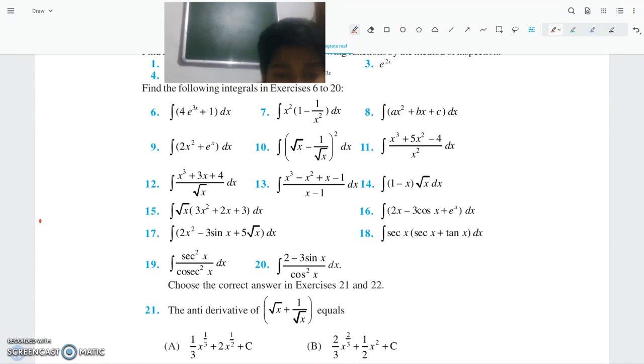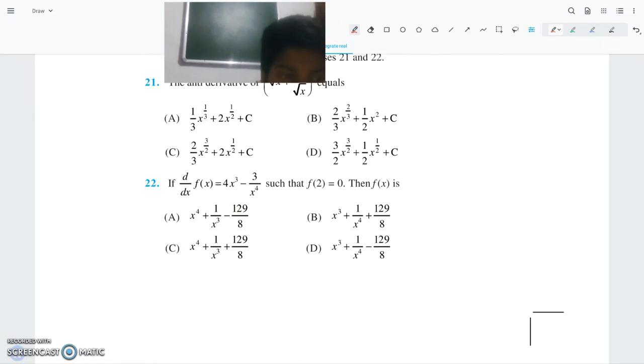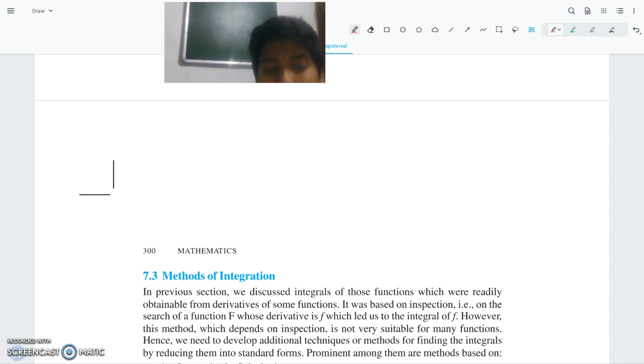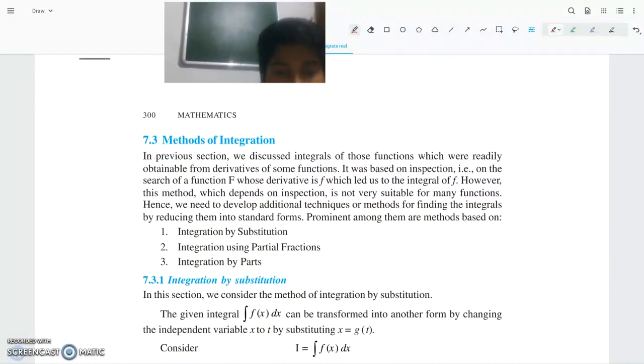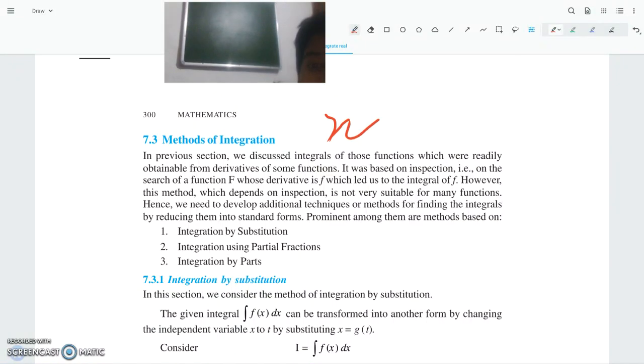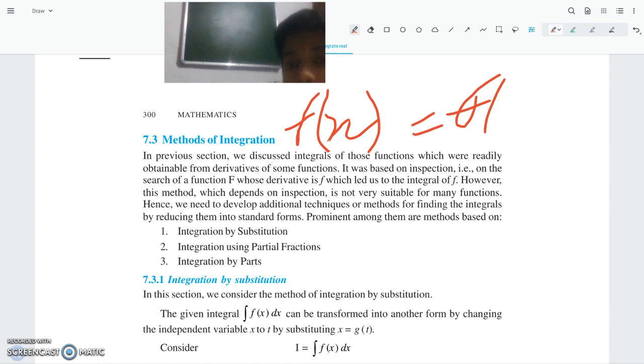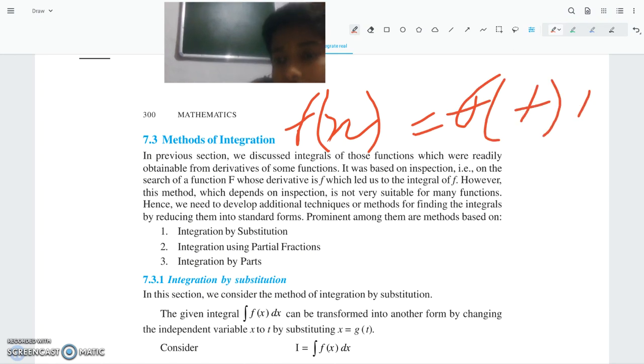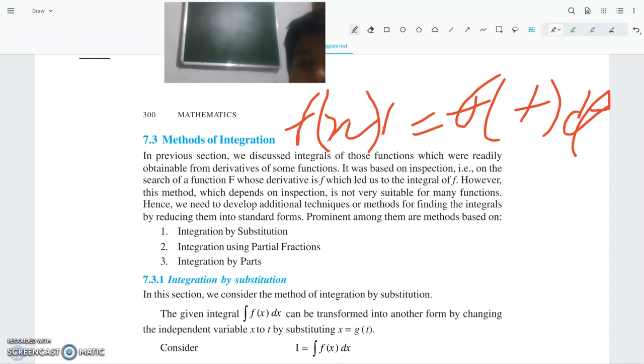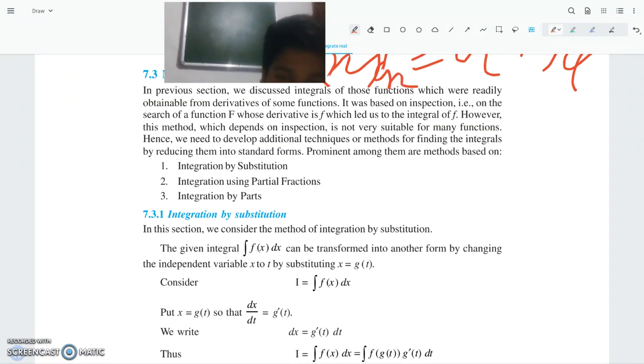Now our next topic is TDT, which we normally call integration by substitution. Why substitution? Because we are changing from f of x to f of t, and there is dt and there is dx. So this is what I am able to say.